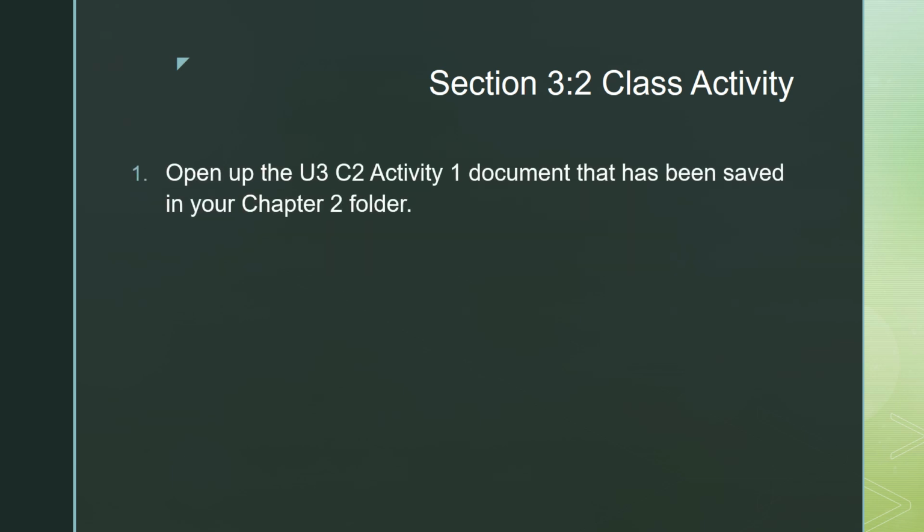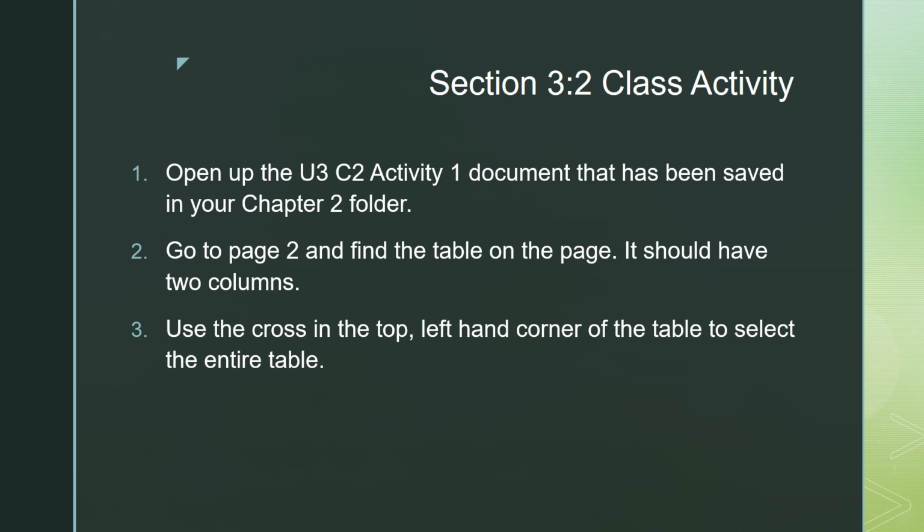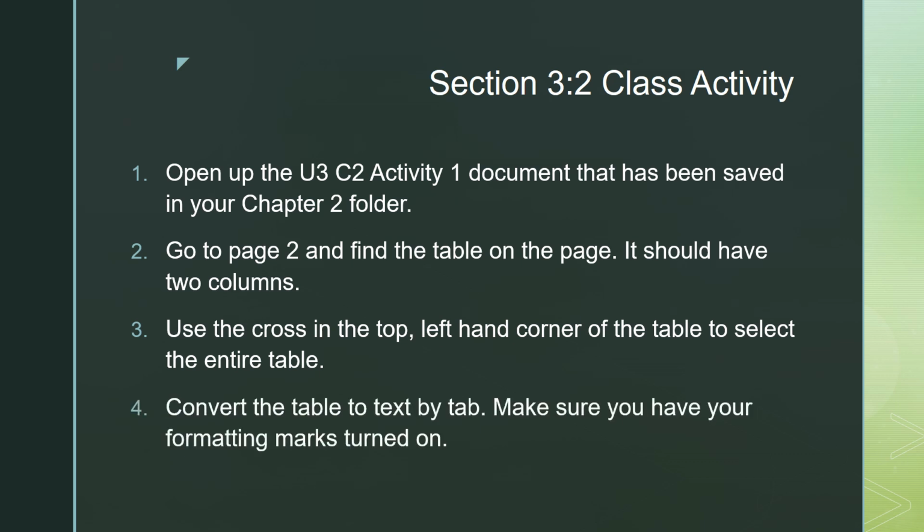Open up the Unit 3 Chapter 2 Activity 1 document that has been saved in your Chapter 2 folder. Go to page 2, find the table on the page. It should have 2 columns. Use the cross in the top left-hand corner of the table to select the entire table. Convert the table to text by tab. Make sure you have your formatting marks turned on. Continue to the next slide for further directions.